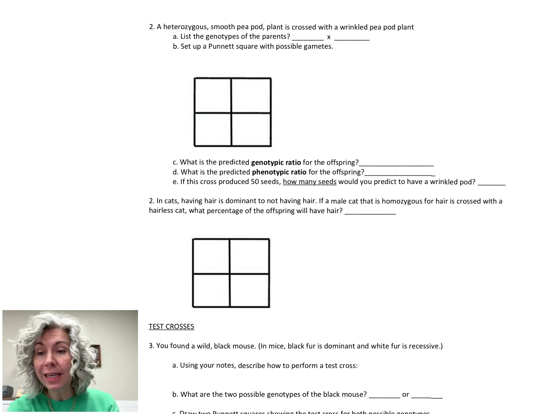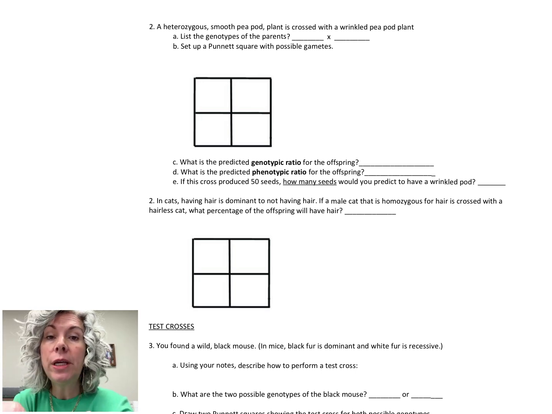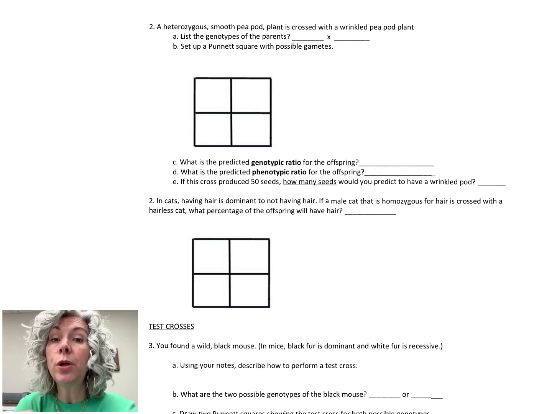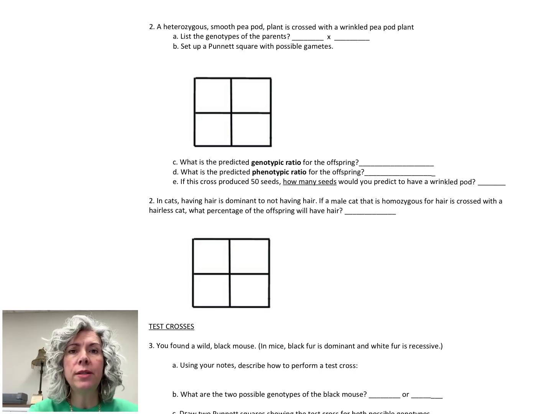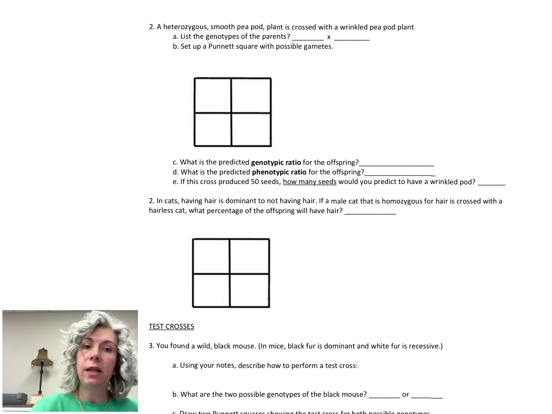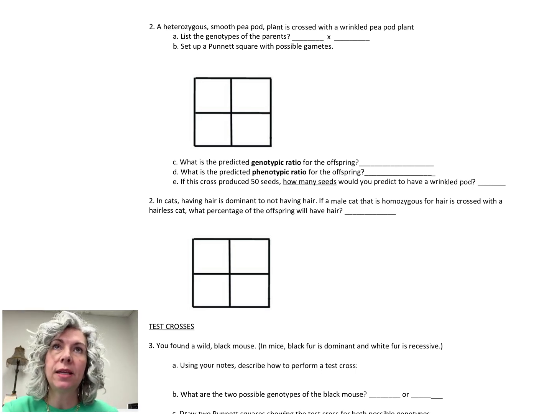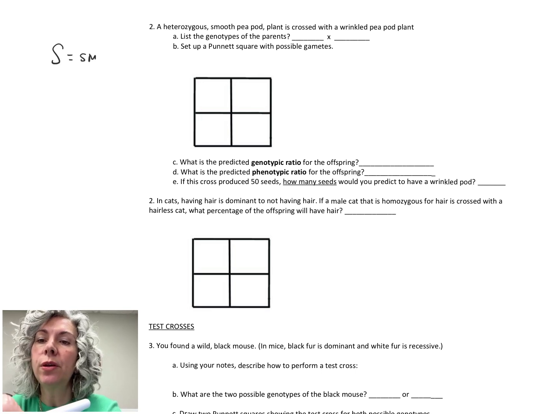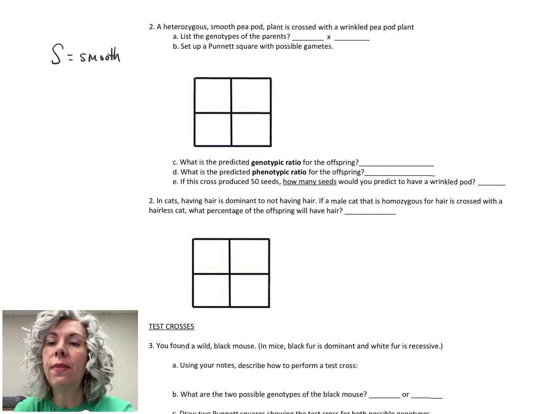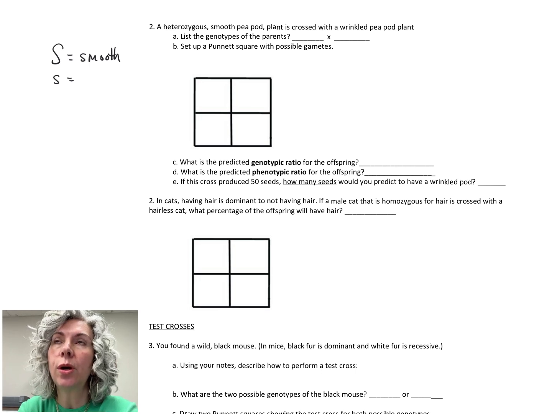All right, so let's create a key. I always like to do that first so I know what letters represent what traits. We can use S again for smooth. It doesn't really distinguish in this question which one's dominant and recessive, but we're going to call smooth pea pod dominant just because it is, and a wrinkled pea pod plant as recessive. So I'm going to do a capital S equals smooth, and then a lowercase s in this case means wrinkled.